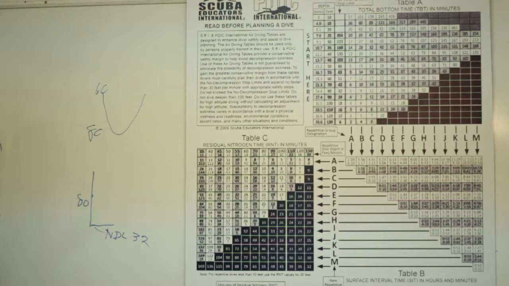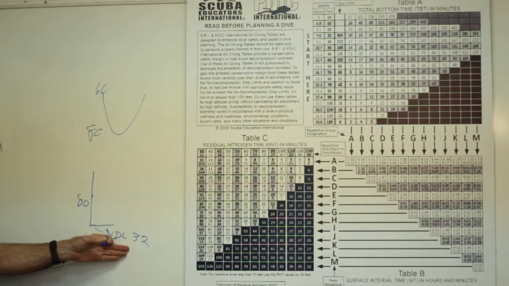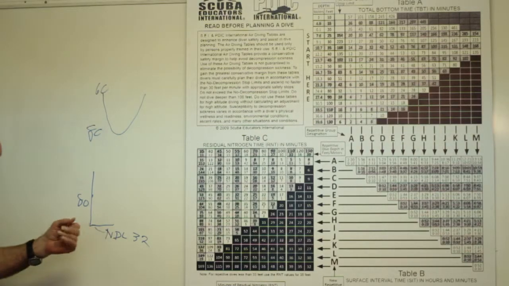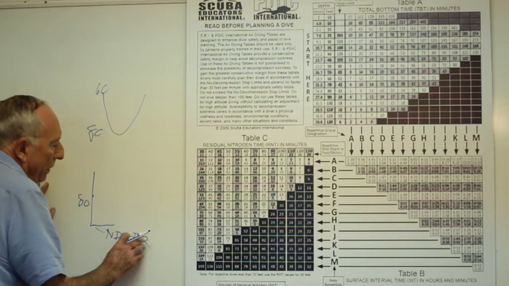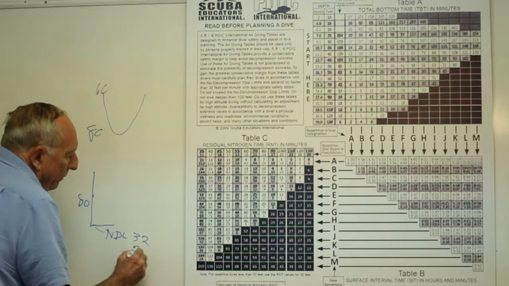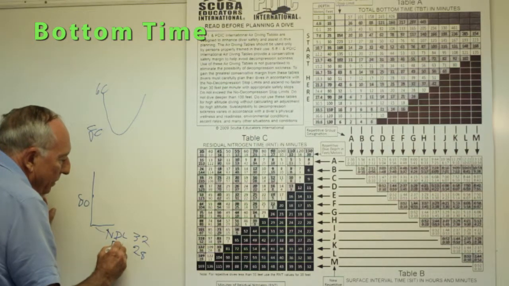Now you do not want to push the limit, so we want to build some safeties in. So we want to pick a time less than that. I like to use 10%, so that's about 3 minutes. So if we take 3 minutes off of there, let's call it 28 minutes. Now that 28 minutes is what we call bottom time, BT.